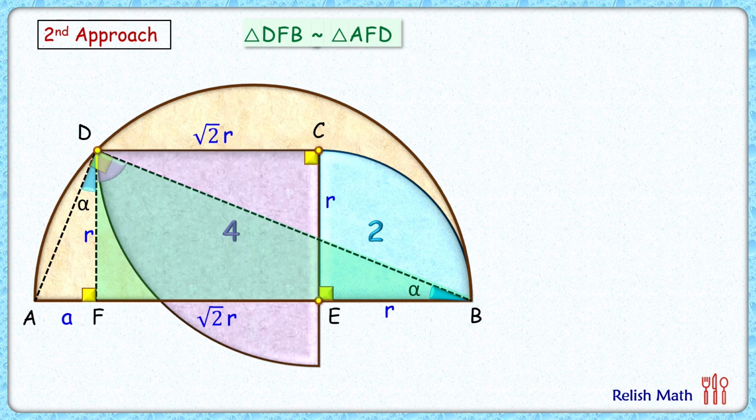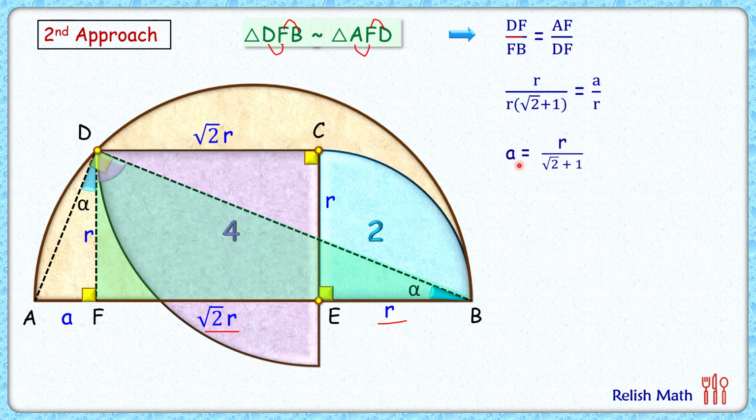As the triangles are similar, the ratio of corresponding sides will be equal. So we can say here that DF upon FB will be equal to AF upon FD. So putting the values here, DF is R centimeter, FB is root 2R plus R, and AF is A centimeter which we have assumed, and DF again is R. Cross multiplying and simplifying it, we'll get A as R upon root 2 plus 1. Rationalizing the denominator, we'll get A as R times root 2 minus 1.